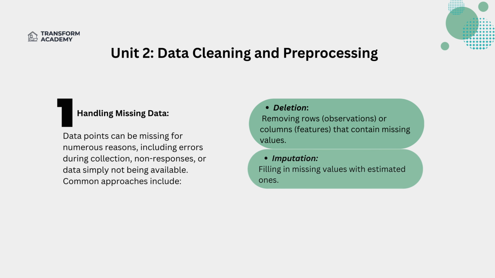Imputation, filling in missing values with estimated ones. Simple methods involve using the mean, median, or mode of the respective column. More complex methods might use predictive models to estimate the missing values. Imputation preserves data points, but introduces estimated values, which might affect analysis integrity. Understanding why data is missing, for example, completely random versus related to other variables, can help choose the best strategy.